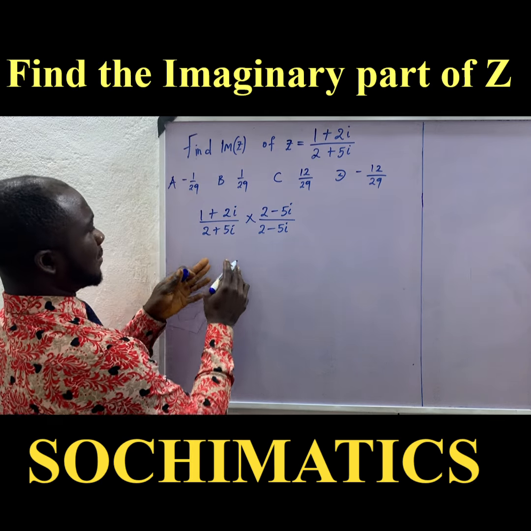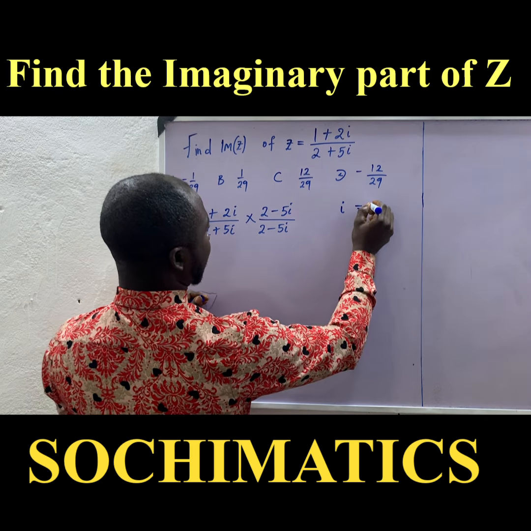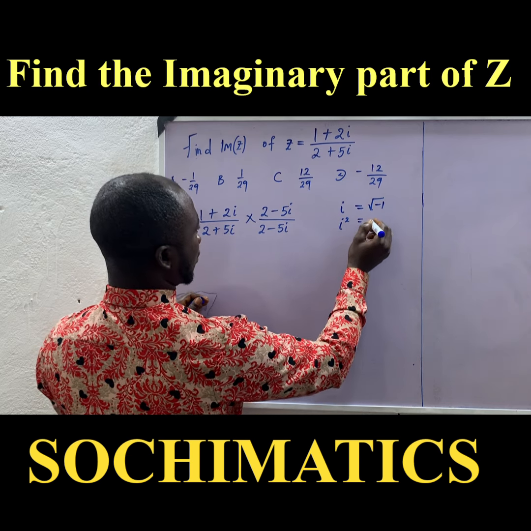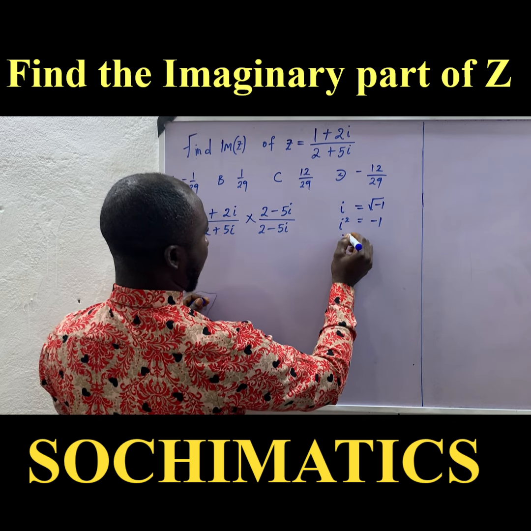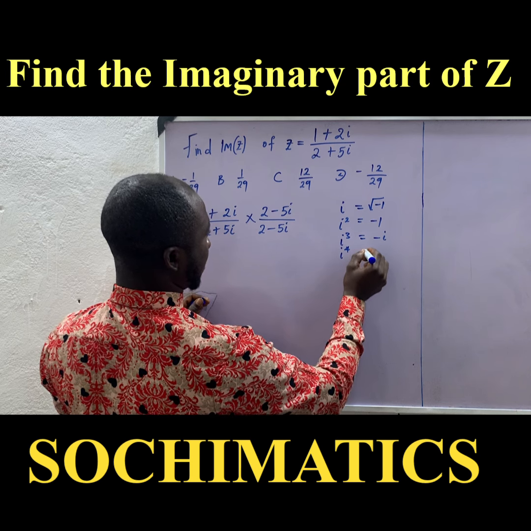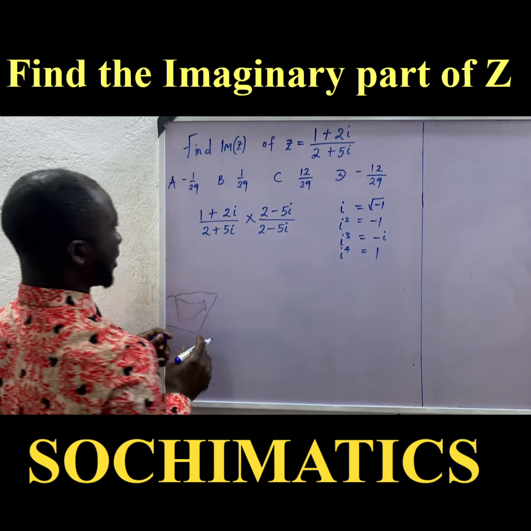Now, here, remember too that this imaginary number i is exactly the square root of minus 1. And so i squared will be minus 1. Then i raised to the power 3 will be minus i. Then i raised to the power 4 is exactly 1. So we are going to apply this in this expansion.